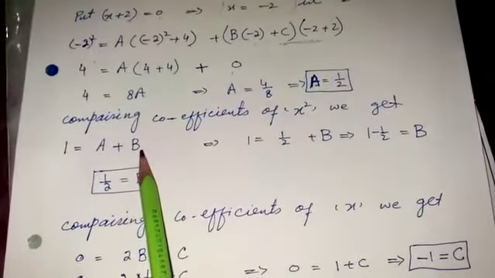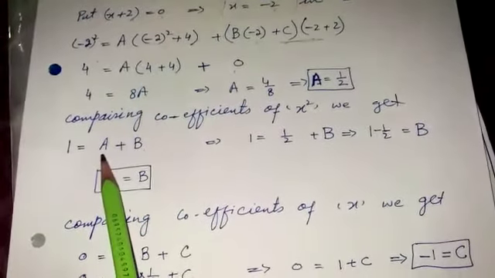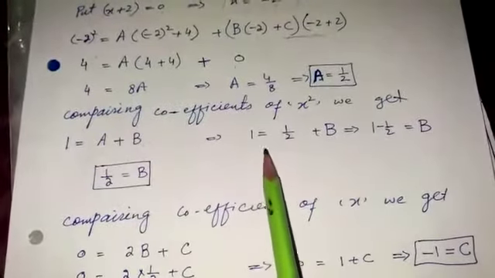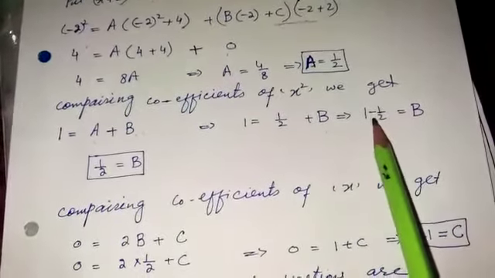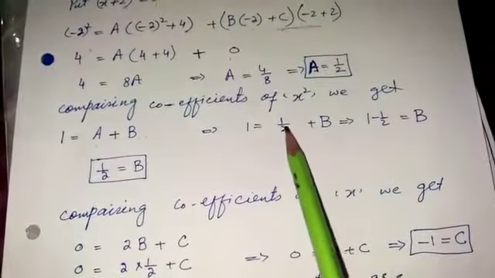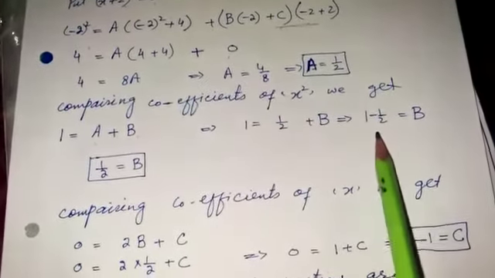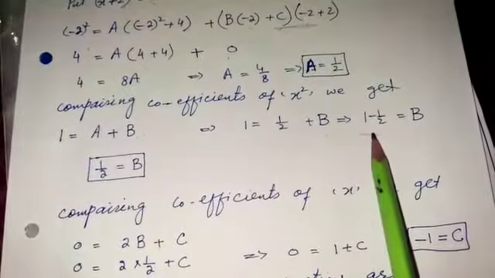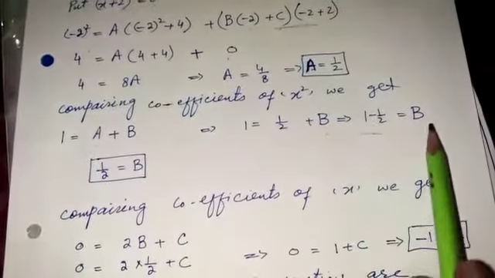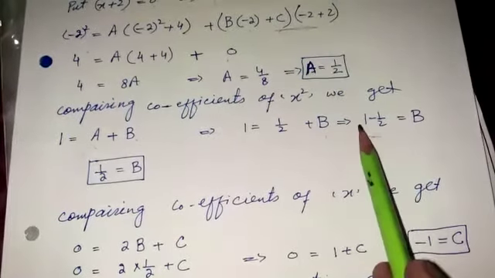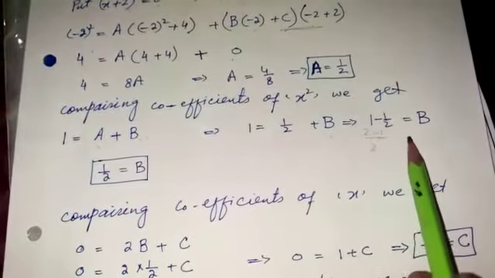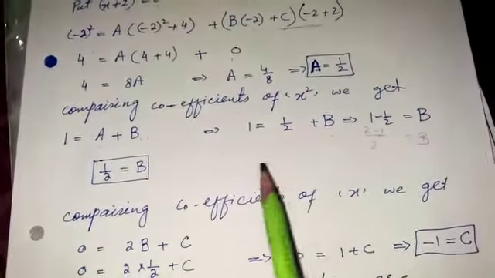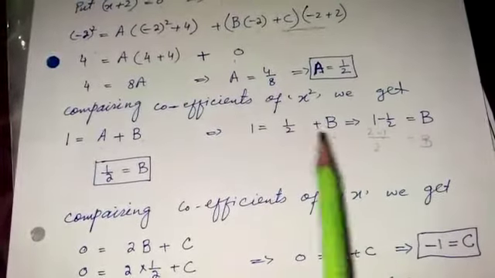In this equation we put the value of a, which is 1 by 2. We get 1 equals 1 by 2 plus b, so b equals 1 minus 1 by 2. This 1 by 2 will be shifted here and we take the LCM of these two terms. We get (2 minus 1) over 2 equals b. So 1 by 2 is the answer of b.